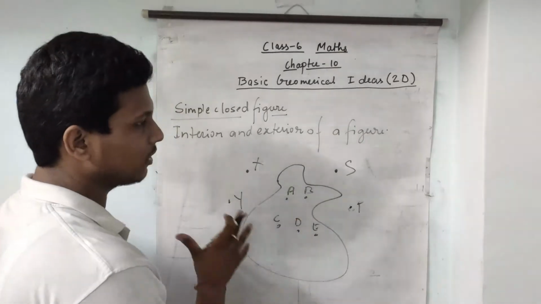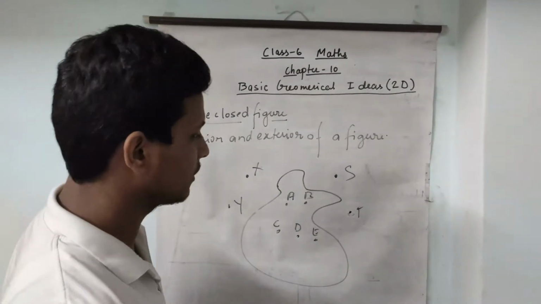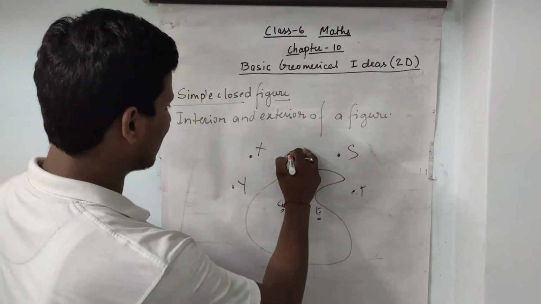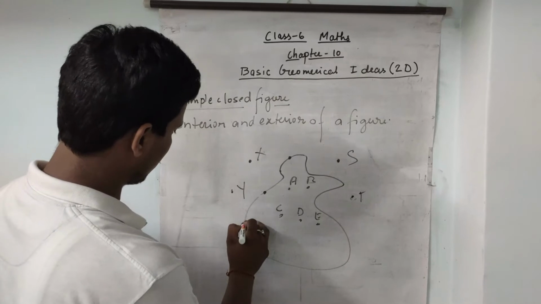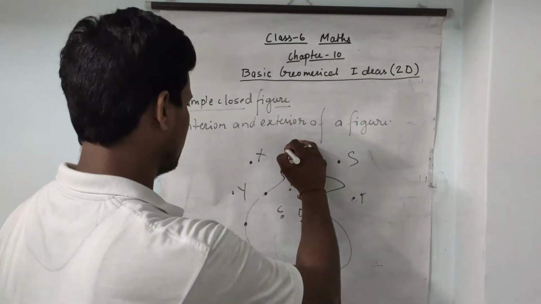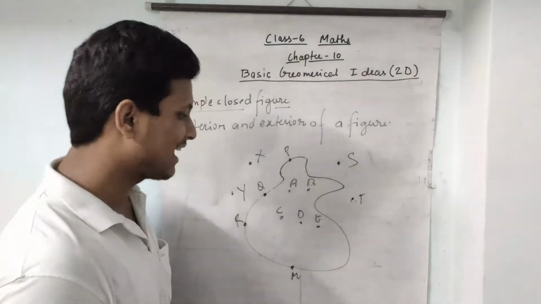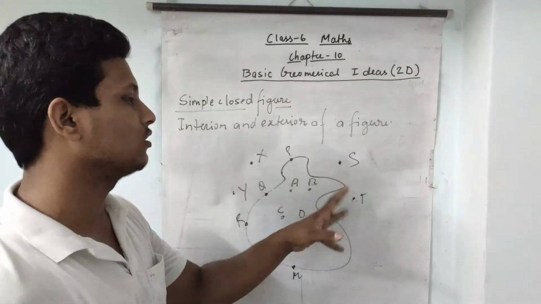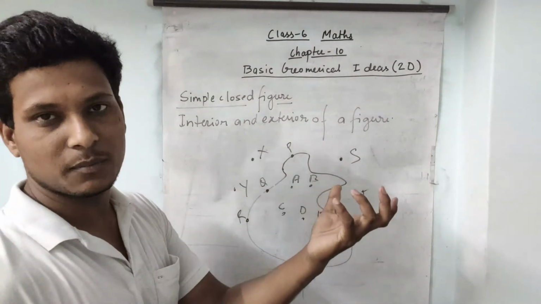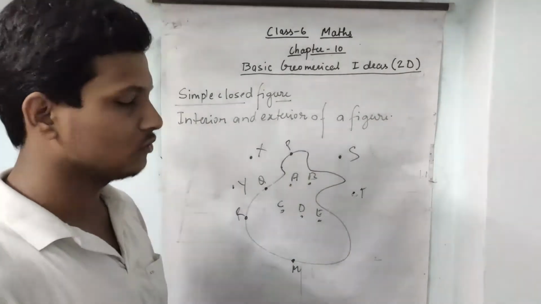Some of the points lie outside of the figure, like E, S, T, X, Y. These are outside the boundary, so they are called the exterior points of the figure. Okay, if any point lies on the boundary of the figure, like P, Q, R, M, these are the points which lie on the boundary, so we say they lie on the boundary.